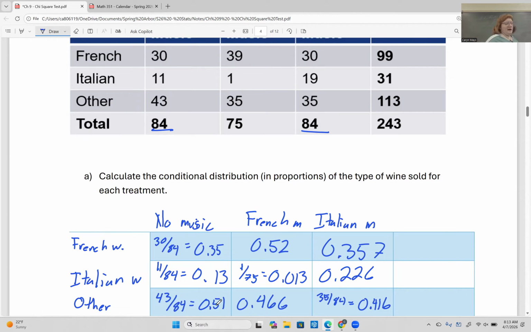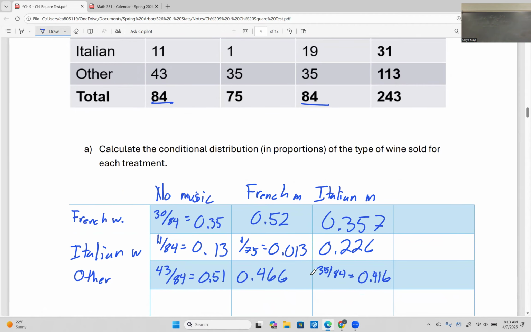And again, in chapter 2, concepts. If I add up everything in my column, there's some rounding errors, but basically, what do the proportions of these columns add up to? 1, because we're finding the proportion out of the treatment. So these, again, there's a few rounding errors, but in general, they add up to 1.